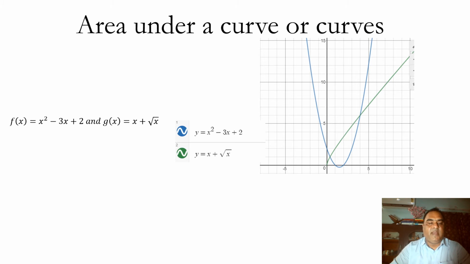The function f(x) is x squared minus 3x plus 2, which is a parabola, and the second function is y equal to x plus square root of x. Now the area covered between these two curves will be computed between two points.